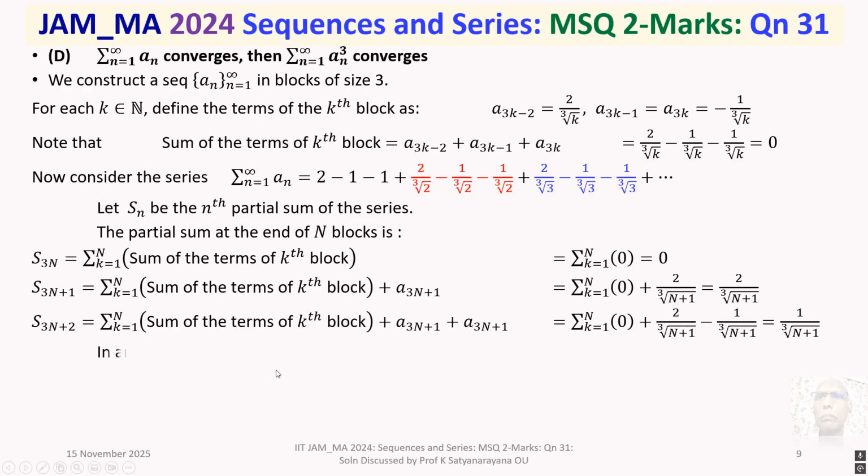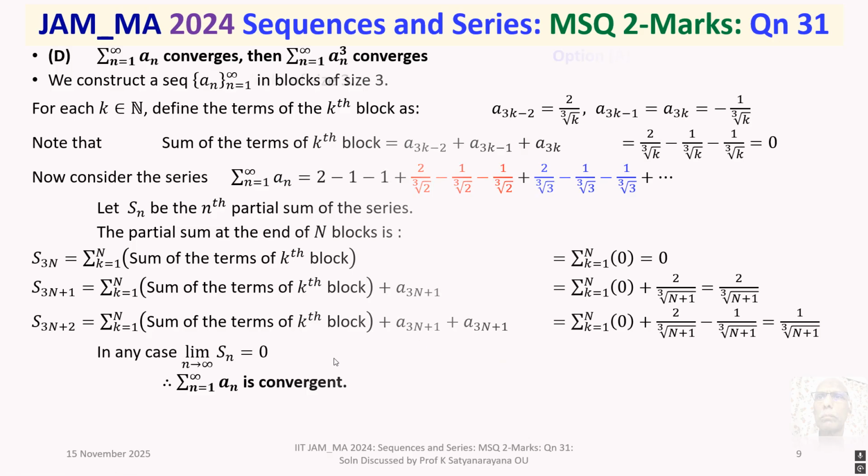So in any case, the limit as n tends to infinity of Sn is 0. This also, as capital N tends to infinity, tends to 0. So in any case, the limit of Sn is 0. Therefore, sigma n equals 1 to infinity a_n is convergent, because in any case the limit of Sn is 0. So sigma a_n is convergent.